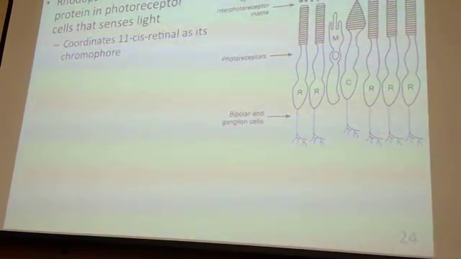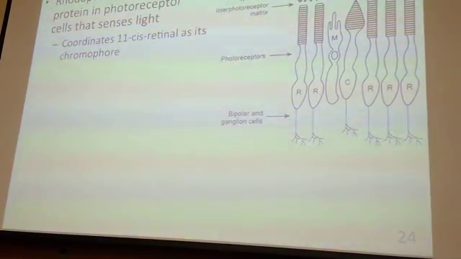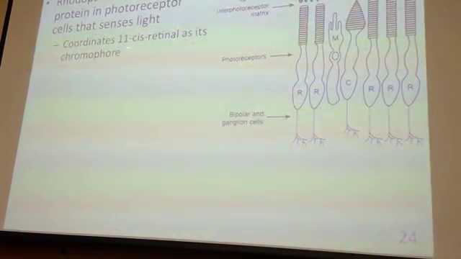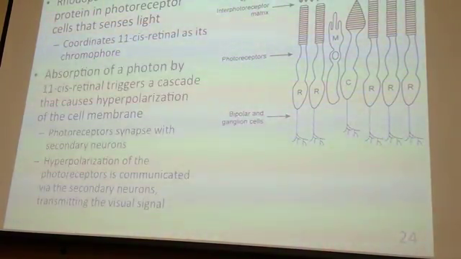And so rhodopsin is an important protein in the detection of light. That's why we can see. This is a membrane protein in photoreceptor cells that mediates the sensing of light. And it's able to do this because it coordinates 11-cis retinal as its chromophore. Okay? So 11-cis retinal is what's actually detecting the light.